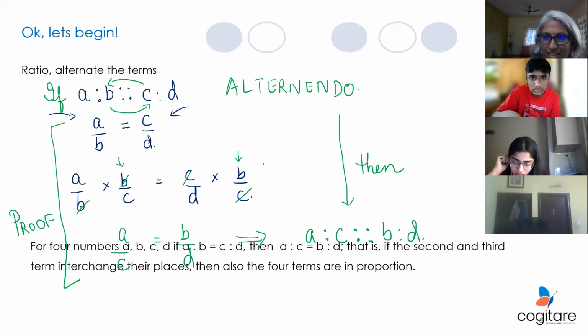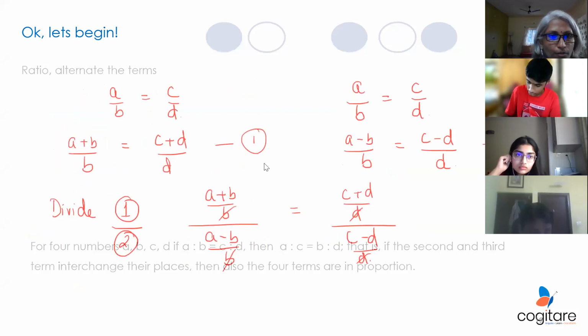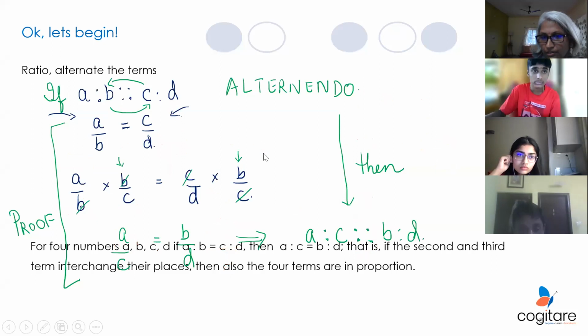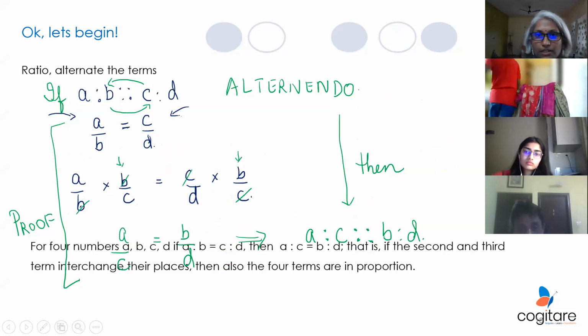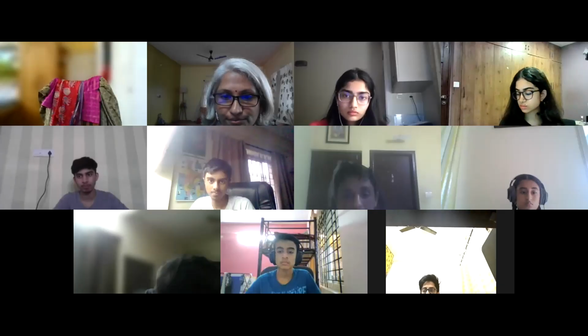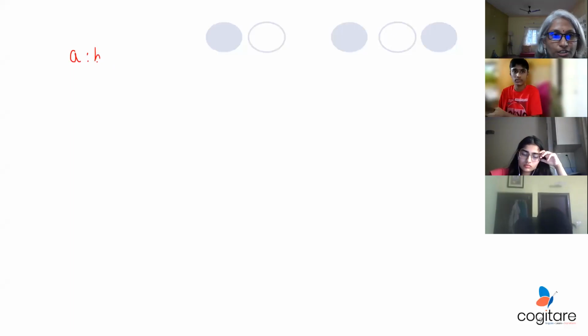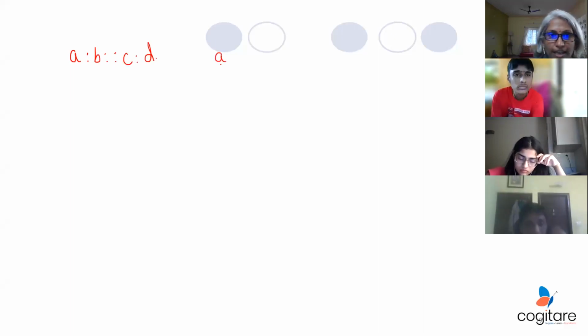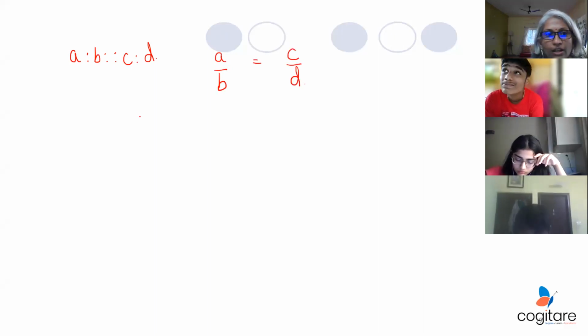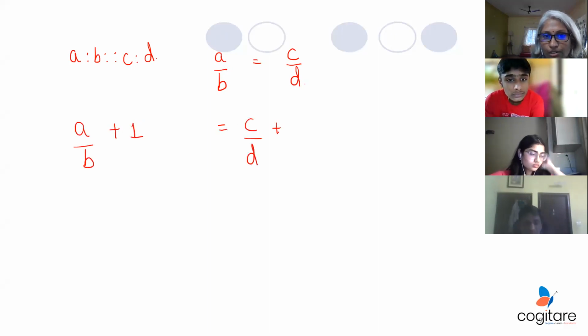I've just written that statement in the statement form. Hang in, sorry. There is a proportion, which means A by B is equal to C by D. I'm adding 1 on both sides. Allowed, Shruti?